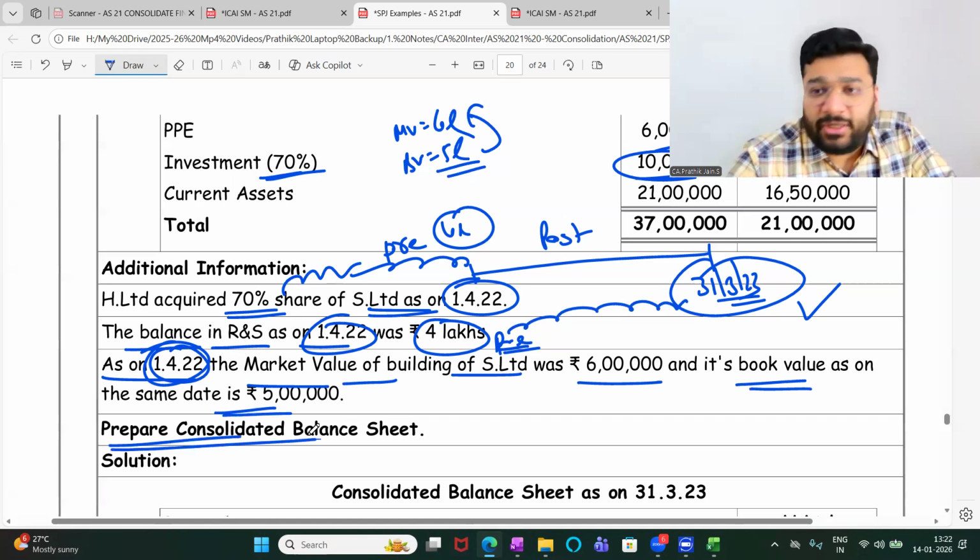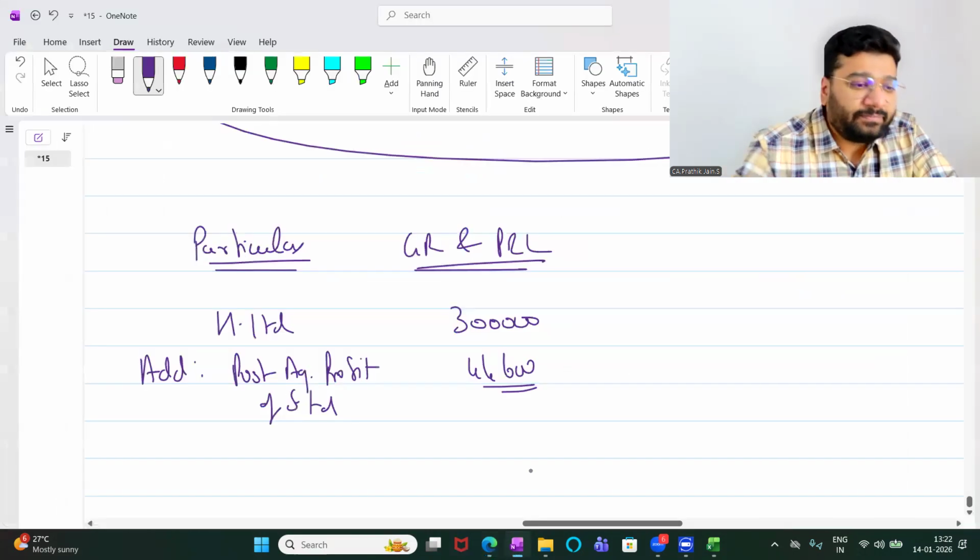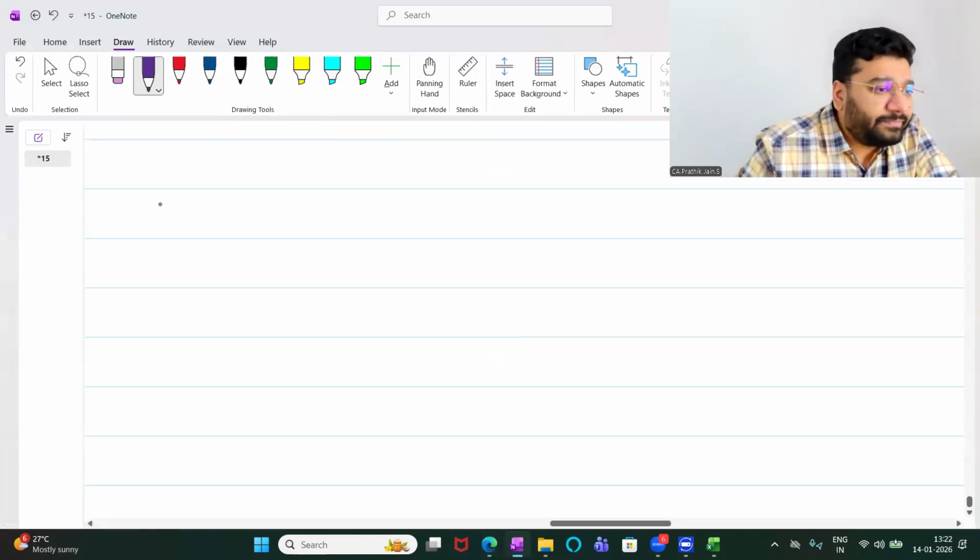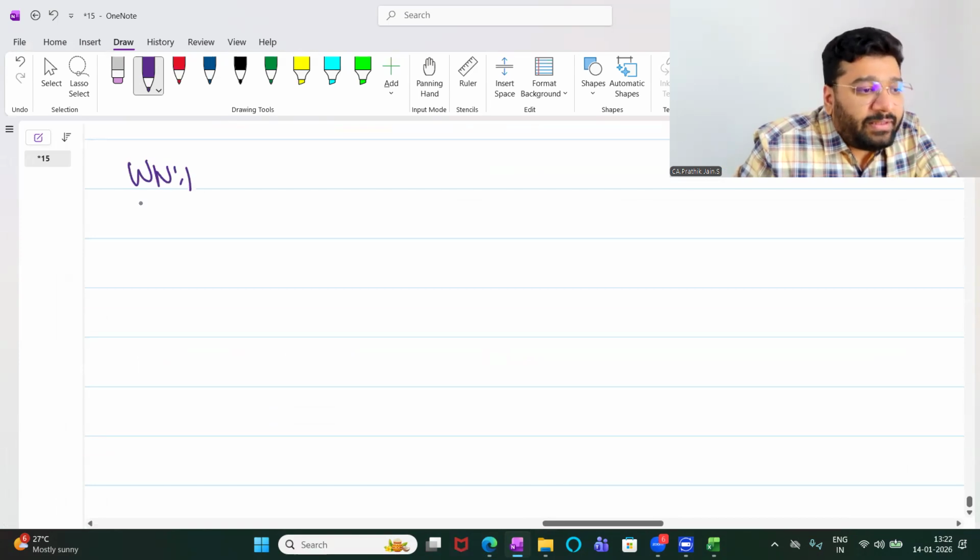Prepare the consolidated balance sheet. Depreciation rate not given. Any problem? No problem. Can we start? Fantastic. First, working note number 1.